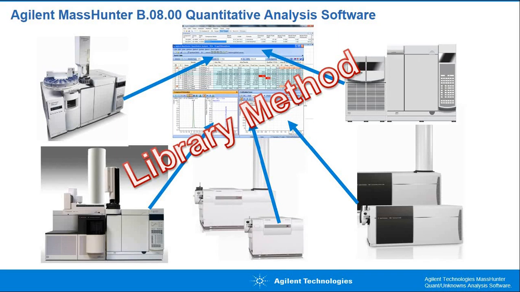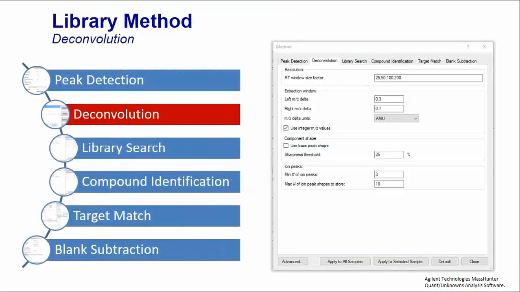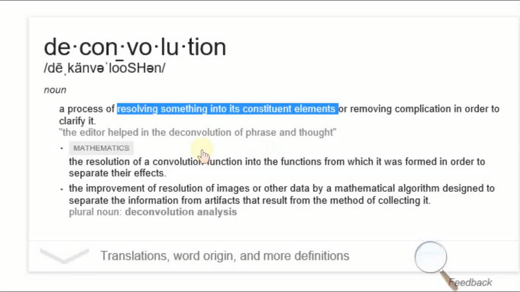Let's talk about the library method, and the particular part we're going to focus on is deconvolution. The definition of deconvolution is shown here in a generic way. A more precise definition would be the process of computationally separating coeluting mass spec components and their associated spectra.